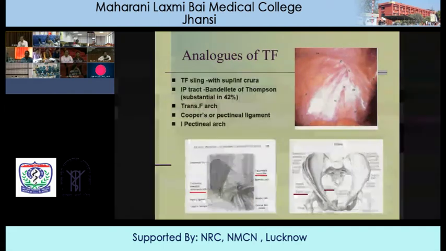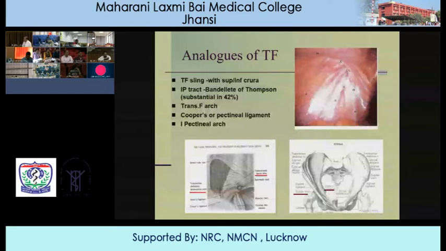In addition to that, it is also substantially strengthened in this particular area. And that's what we call the transversalis fascial analogs. Analogs basically mean thickenings in the particular area, which reinforce the transversalis fascia, preventing the egress of the peritoneum in this area, preventing the formation of an inguinal hernia, a femoral hernia, or a supravesical hernia, right?